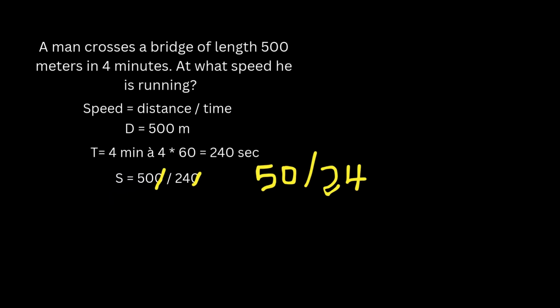Let's calculate the speed in meters per second. So speed is equal to 500 divided by 240. Simplifying by factorization, we get speed equal to 25 by 12 meters per second. This is the speed of the man in meters per second: 25 by 12.